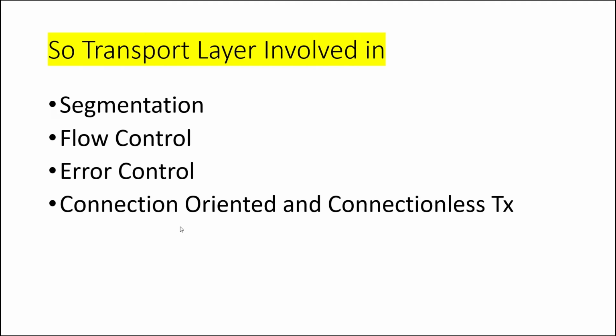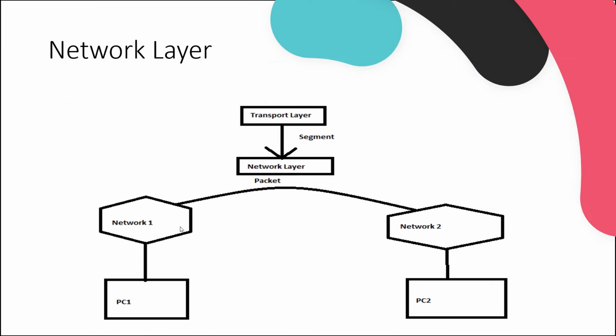Flow control: it handles the internet speed and corrects the internet speed. It can manage download speed and upload speed. Error control: if you lose any data, then the transport layer retries to get this data. So that's what we call error control. Connection-oriented and connectionless transmission: that's what the TCP and UDP protocols help with.